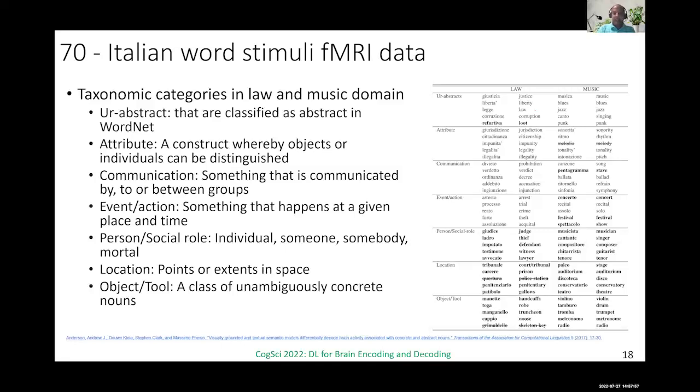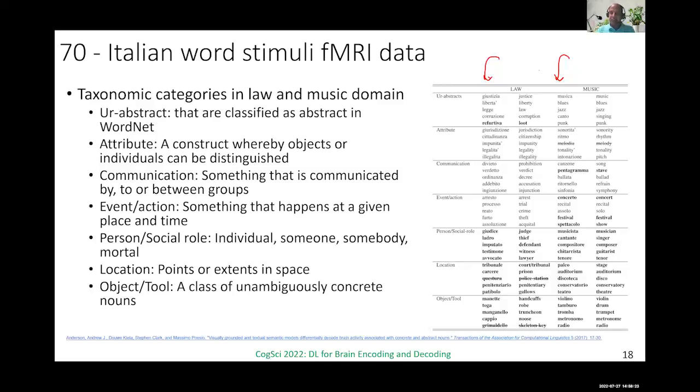So in this Anderson et al. data set, these Italian words were shown. The words belong to 2 different categories, law and music, or rather two basic broad categories, law and music. And within that, they were subdivided into 7 taxonomic categories, both in the law domain as well as in the music domain. So that leads to 35 words in law and 35 words in the music domain.